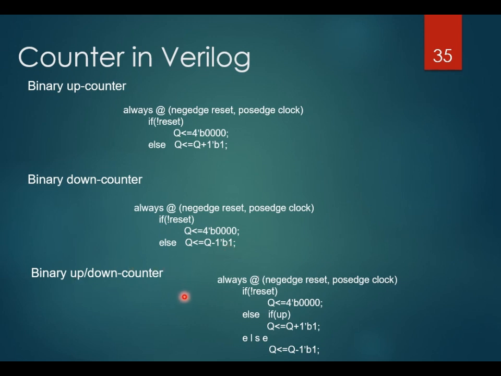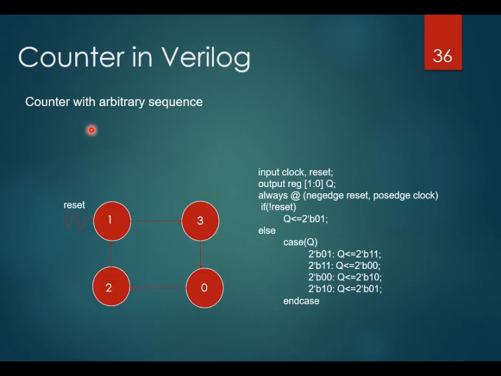And lastly, you have a counter of two modes, up and down. That means you have a signal called up that can control whether you want the counter to increment or you want the counter to decrement. You can even have a counter with an arbitrary sequence, or a counter that counts any numbers you like, and you can determine it by describing the sequence in the Verilog code.